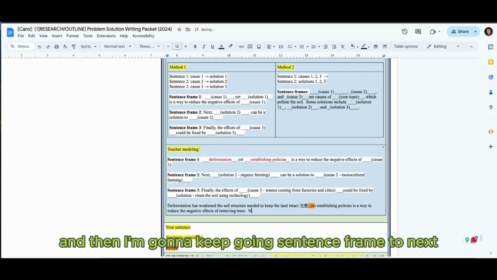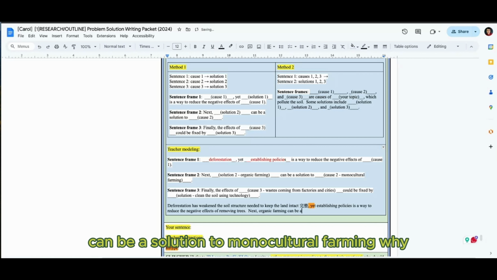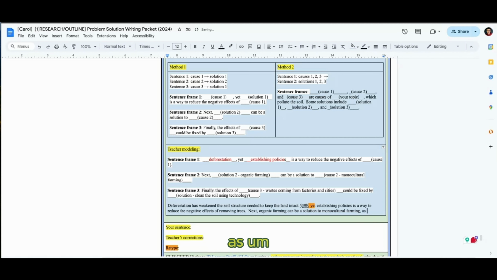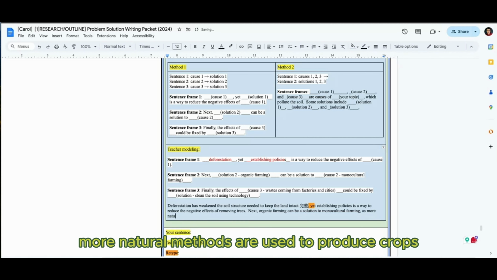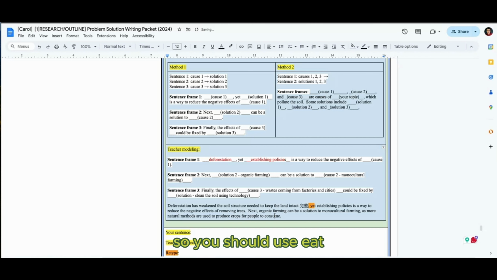Sentence frame two. Next, organic farming. Organic farming can be a solution to monocultural farming. Why? As more natural methods are used to produce crops. For whom? For people to consume. Consume means to eat. Okay, so you should use eat.